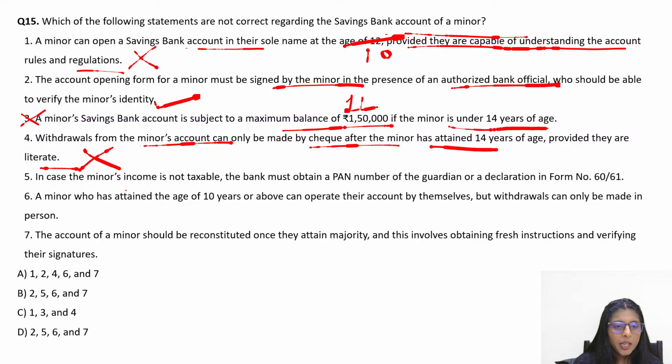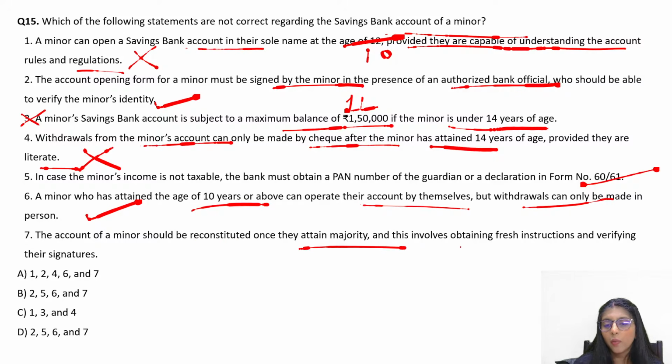Okay. In case of minor's income, it's not taxable. The bank must obtain the PAN number of the guardian or a declaration form. That's correct. A minor who has attained the age of 10 years or above can operate their account themselves, but withdrawals can only be made by the person. Yes. The account of a minor should be reconstructed once they attain majority, and it involves obtaining fresh instructions and verifying their signature. It's correct. Which are the correct statements? 2, 4, 5, 6, 7. Sorry, 2, 5, 6, 7. Option B.